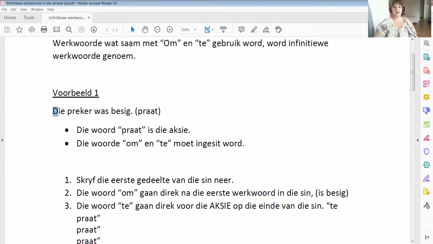Voorbeeld 1, die preker was besig. En dan kry mens die aksie, okay? Weer eens, daar is jou werkwoord 1. Daar is jou besig, dit is soos die manier hoe dit gedoen word. Hierso sit jy die om. This is where you are going to put the om.